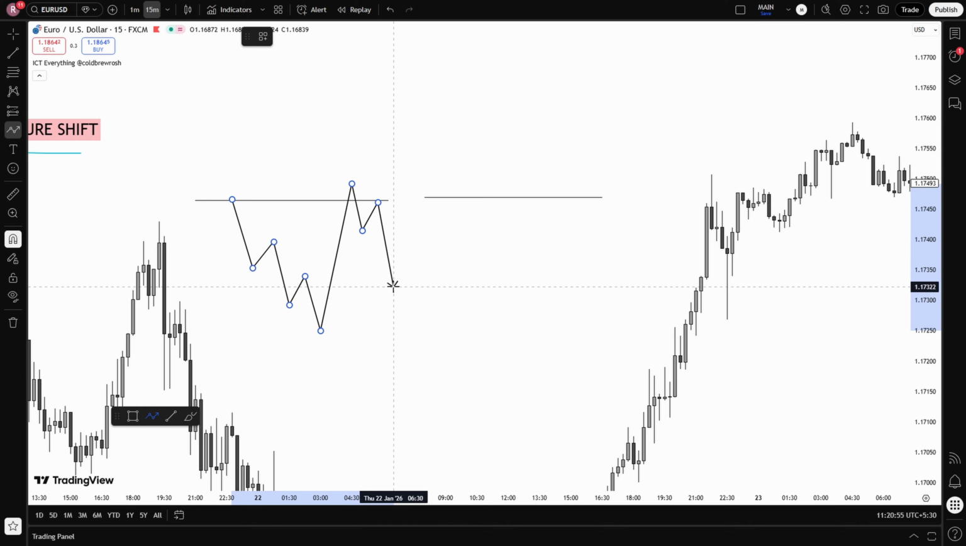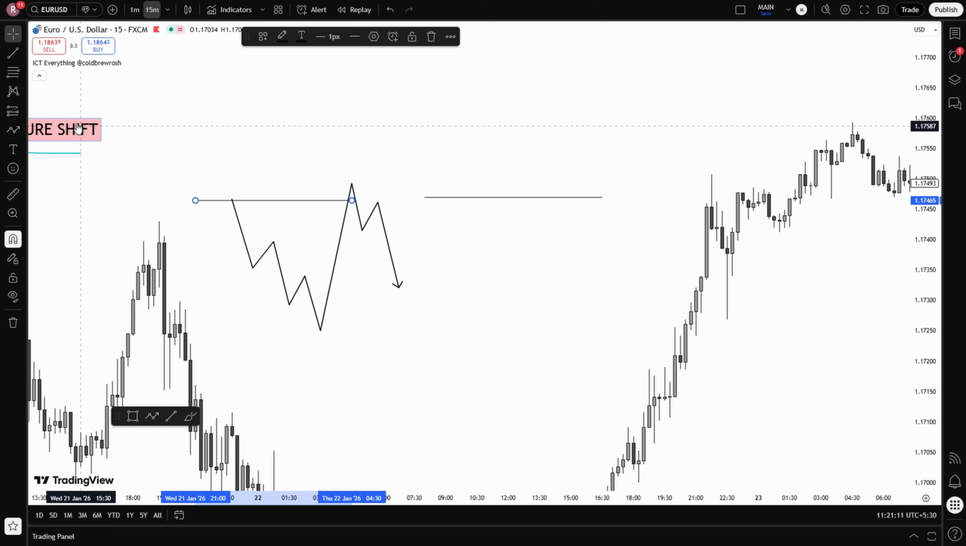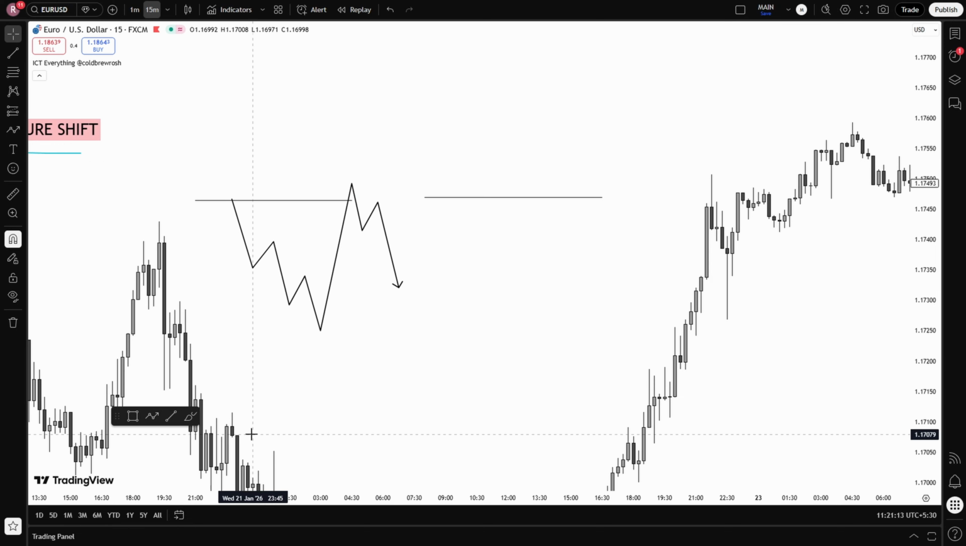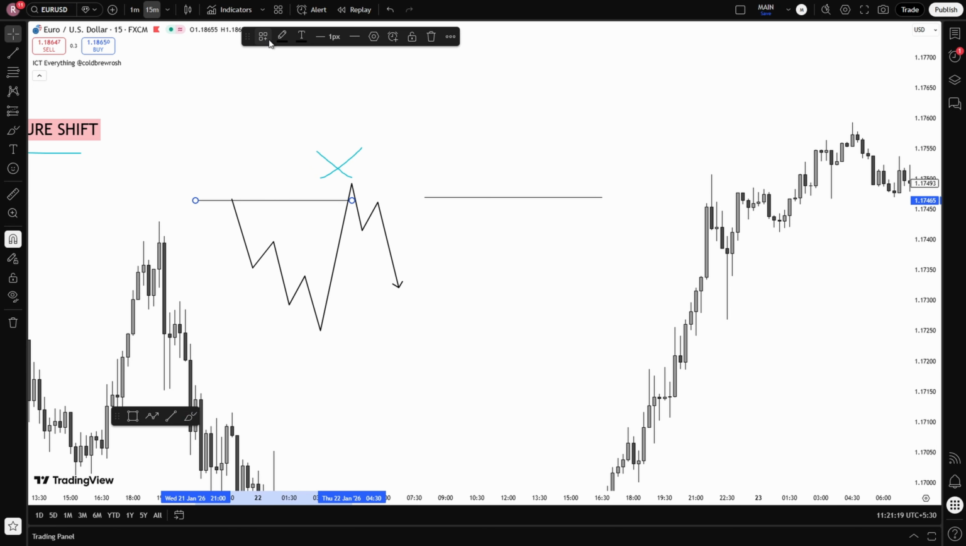There is no strength. There is no follow-through. Price breaks the level, but it does not move away from it with intent. This gives me confidence that the draw is likely lower. This is not a valid market structure shift. In this situation, I would not expect higher prices. If price comes up to a high, breaks it just a little, and then quickly falls back into the range, I would consider this a liquidity sweep, not a market structure shift.